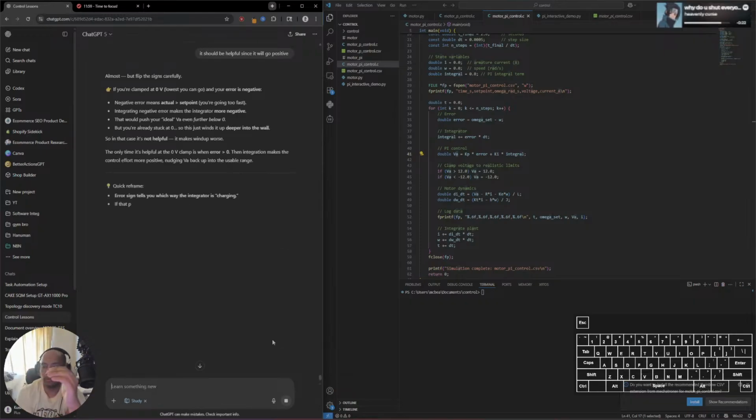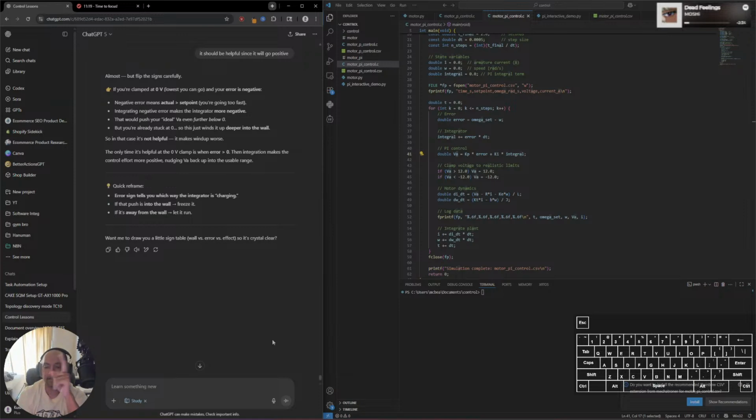If you're clamped at 0, the lowest you can go, and error is negative, negative error means actual is greater than set point. You're going too fast. Integrating negative error makes the integrator more negative. Oh. But you're already stuck at 0. The only time it's helpful at the 0 volt is when error is greater than 0. Then the integrator makes the control effort more positive, nudging V8 back up into the usable region.